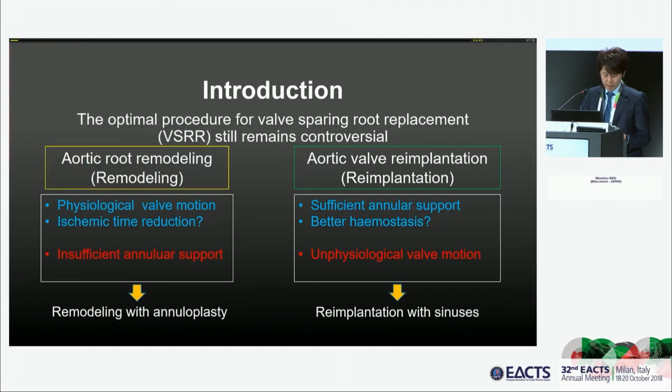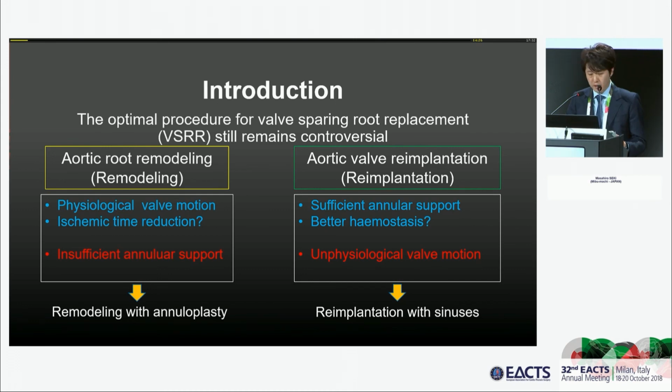The optimal procedure for valve sparing root replacement still remains controversial. Recent reports show that reimplantation using a graft with sinuses provides better valve behavior. As for remodeling, concomitant annuloplasty procedures are reported to preserve the physiological hemodynamics and annular stability. However, valve behaviors of remodeling with annuloplasty and reimplantation using graft with sinuses have never been compared in detail.